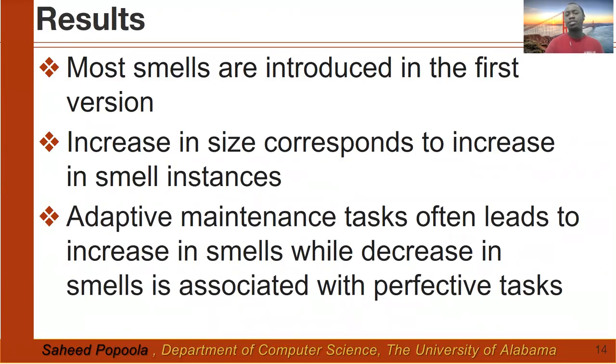We also found out that most of the time, adding new features, that is the adaptive maintenance task, often leads to an increase in smells, while the perfective maintenance task, that is more focused on things like refactoring or optimal function of the system, is actually the one that leads to a decrease in the instances of bad smells in the models.